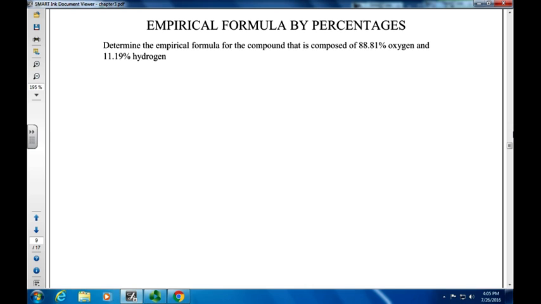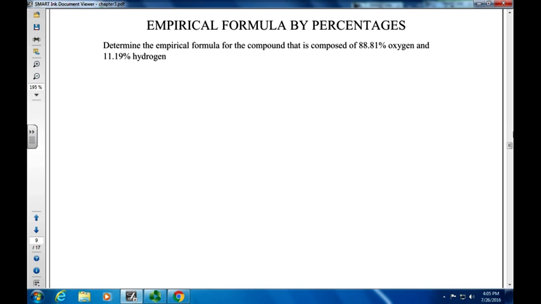Today we will be determining empirical formulas by their percent composition of the species within them. The problem says: determine the empirical formula for the compound that is composed of 88.81% oxygen and 11.19% hydrogen. The first thing to recognize is that we cannot use just percentages to determine this, but we can use masses. We need to get to masses.